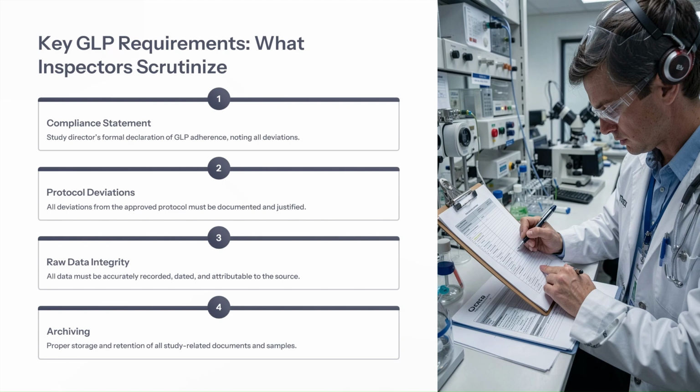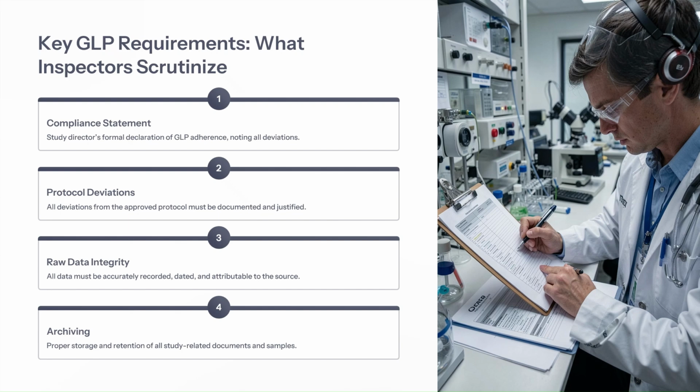During inspections, regulators pay close attention to specific GLP requirements. First, they review the compliance statement. The study director must formally declare that the study was conducted according to GLP requirements. Second, inspectors examine protocol deviations. Any deviation from approved procedures must be documented, investigated, and justified.